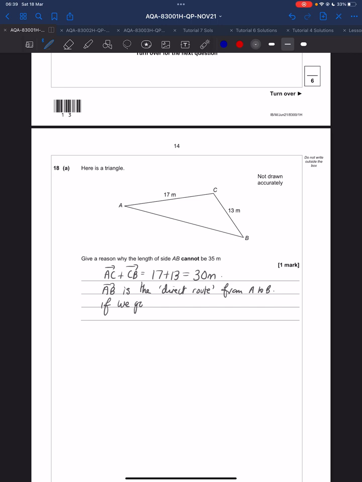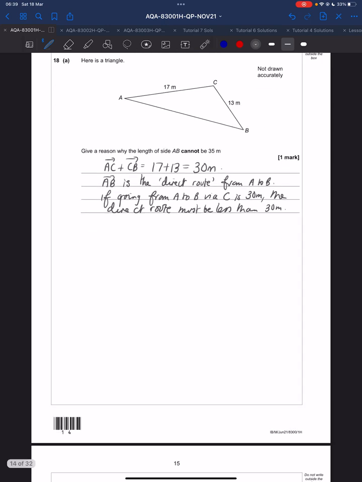If we go from A to B via C, if going from A to B takes 30 metres, the direct route must be less than 30 metres. 1 mark, I think I've earned it.